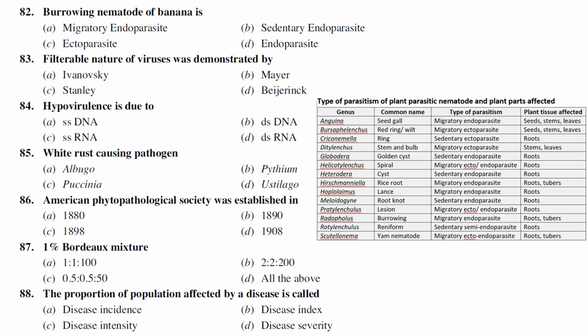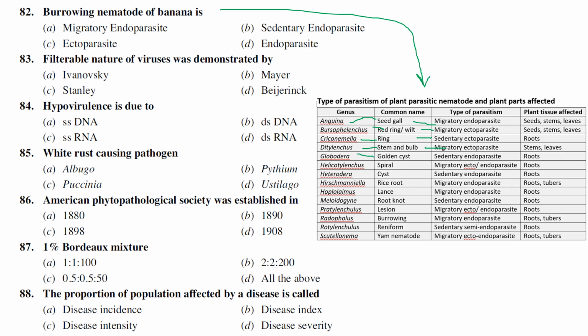Next one, banana burrowing nematode is a migratory endoparasite, sedentary endoparasite, ectoparasite, or endoparasite? To help understanding, I have given here the types of parasitism of various nematode genera. Anguina is the seed gall nematode, which is a migratory endoparasite. Bursaphelenchus, red ring or wilt, migratory endoparasite. Criconemella, ring nematode, sedentary endoparasite. Ditylenchus, stem and bulb nematode, migratory endoparasite.